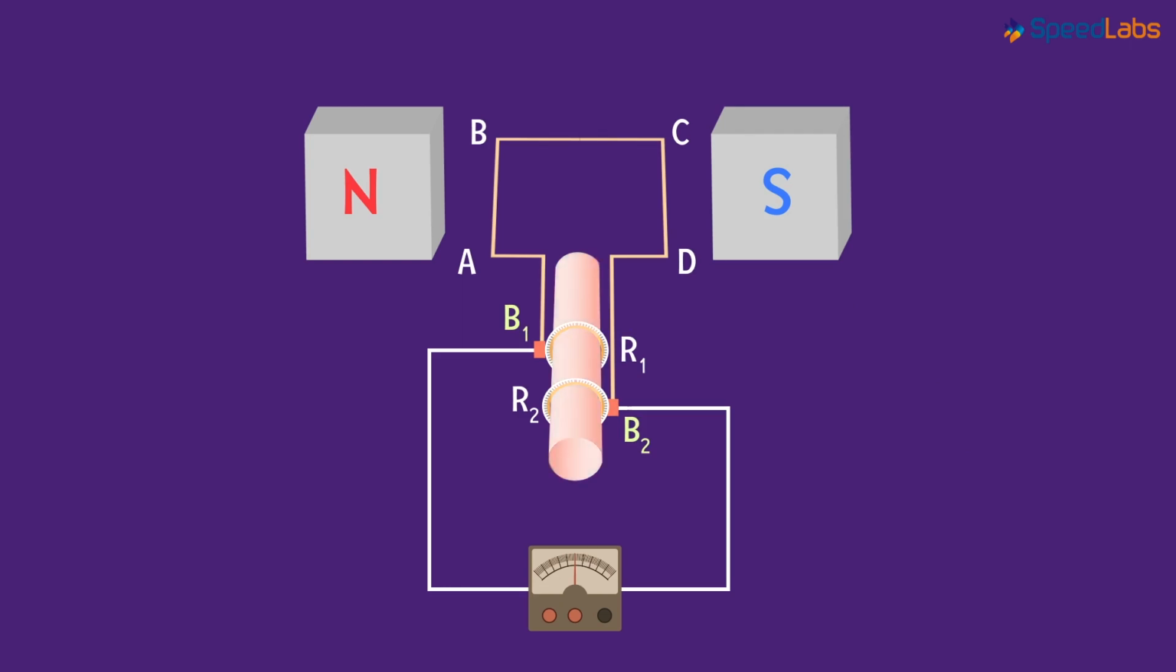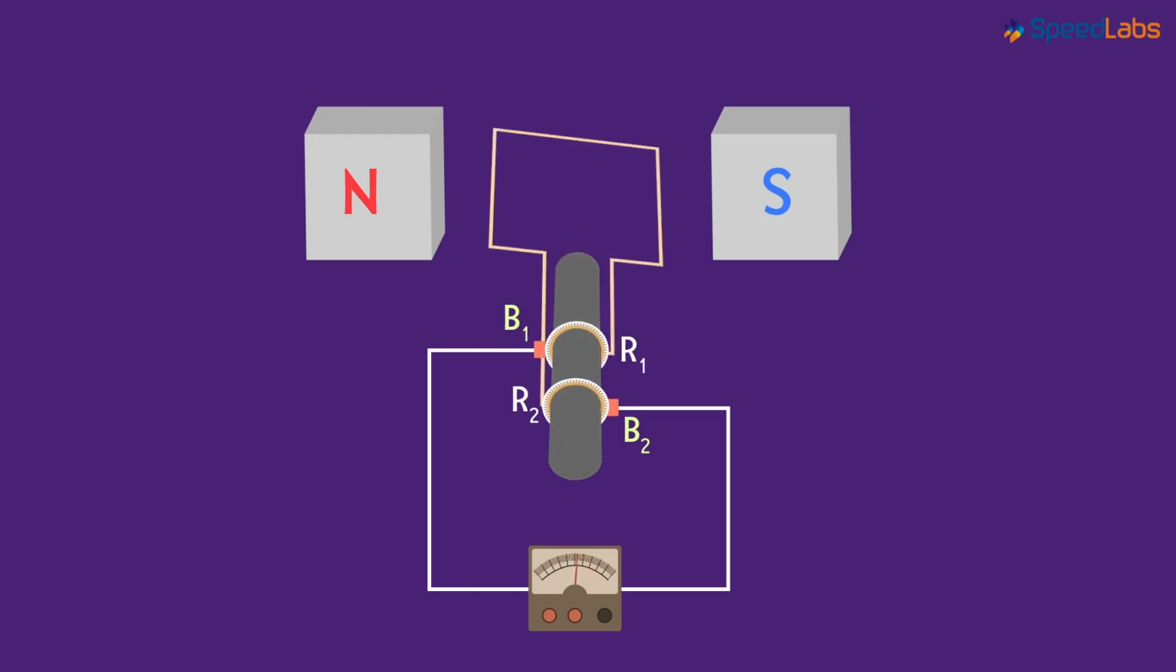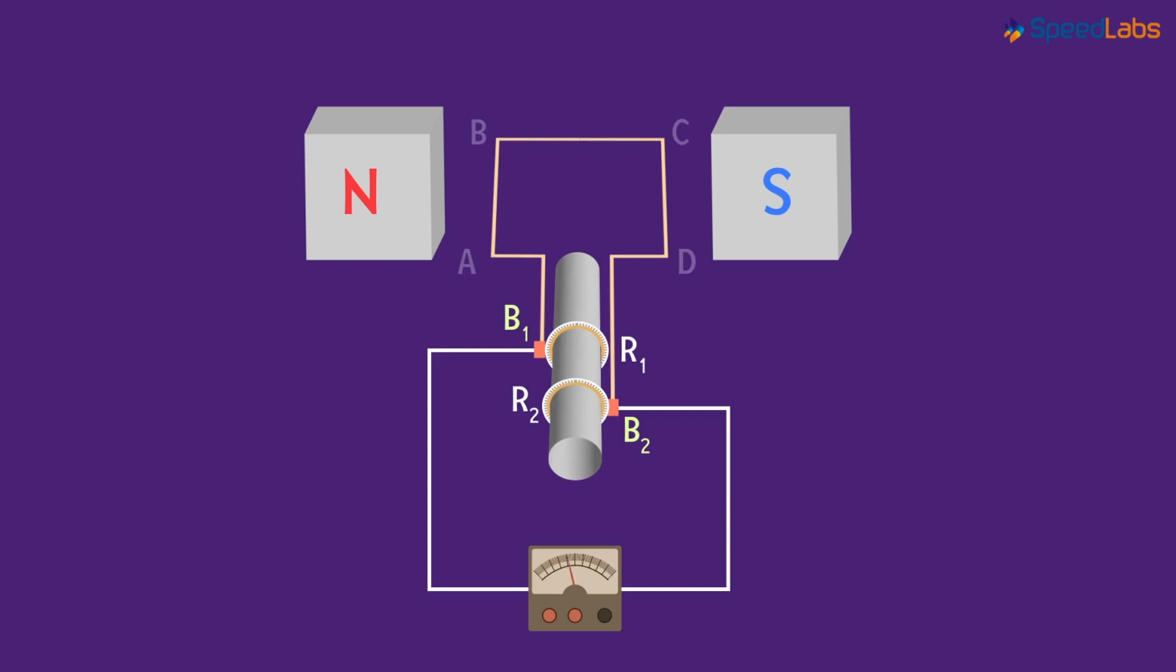What do we have here in the center? It's an axle to which the two rings R1 and R2 are internally attached. Now what happens when the axle rotates? When the axle rotates, the ring rotates along with the coil, but the brushes will remain stationary. And the outer ends of the two brushes are connected to the galvanometer, which will tell us if current is flowing in the external circuit.